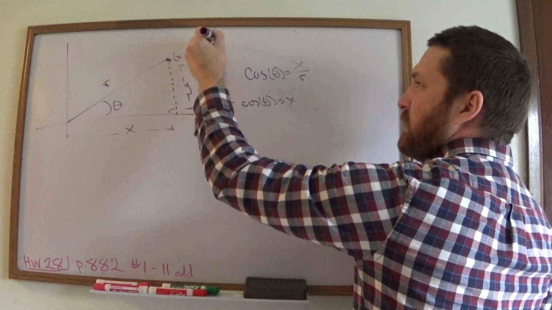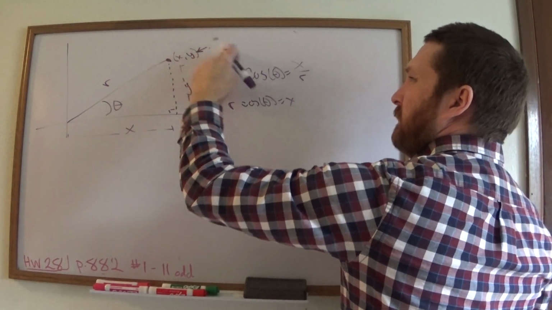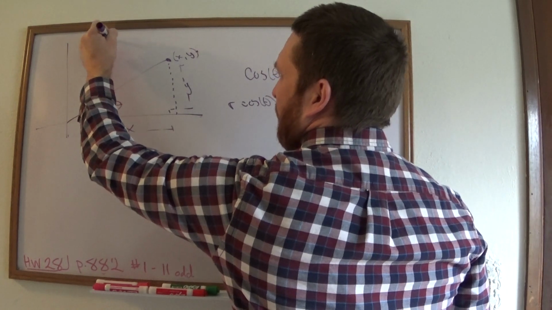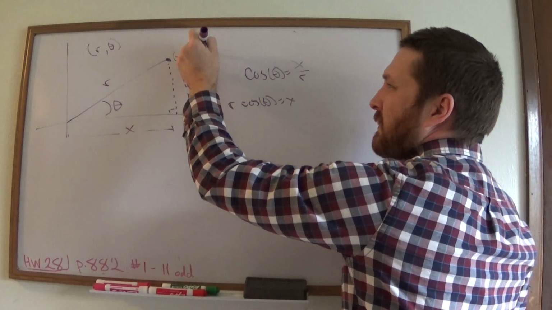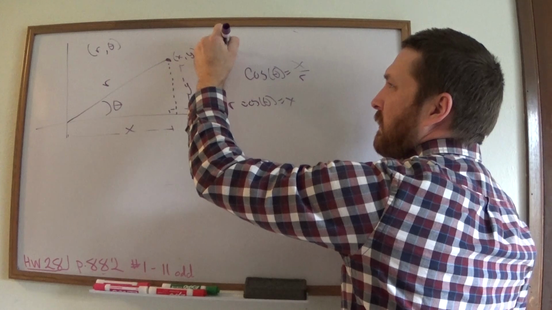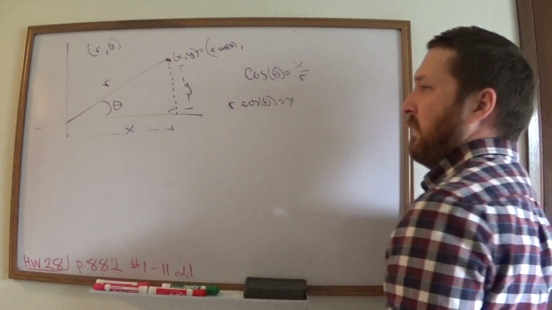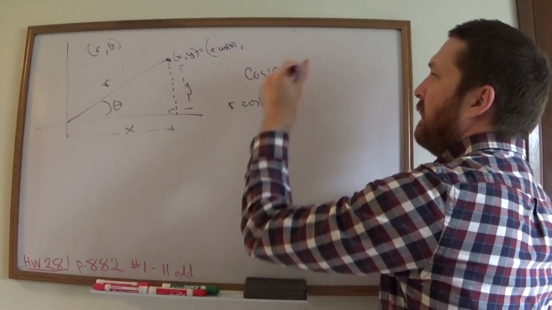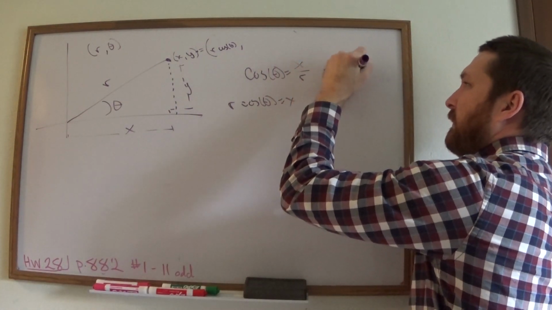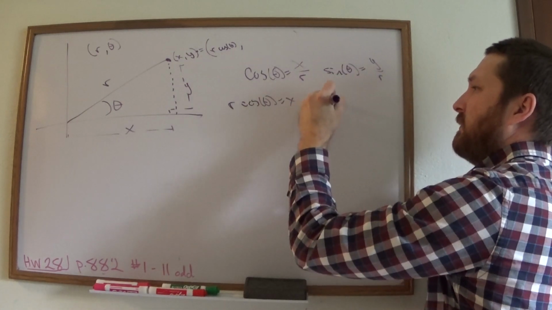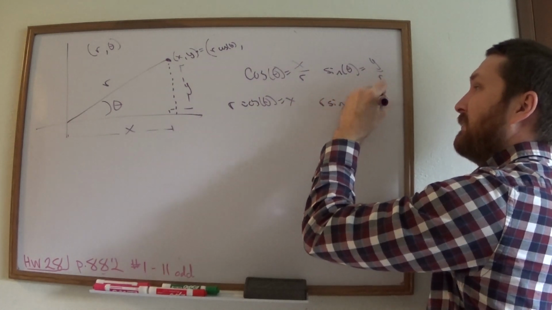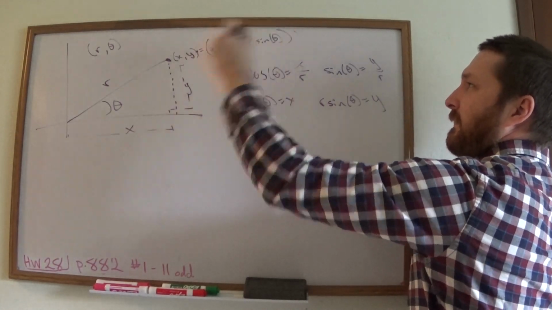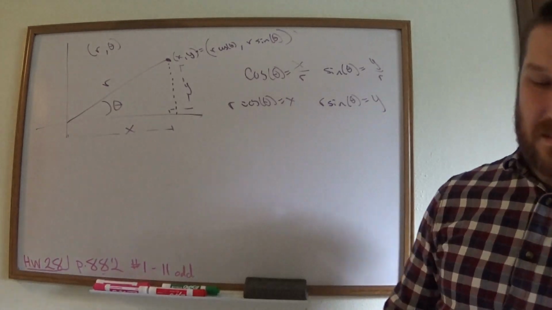So going from Cartesian to polar, or no, sorry. The polar coordinate is r comma theta. The Cartesian coordinate, x comma y, is given by r cosine theta, and then sine theta gives us y over r, so that r sine theta is equal to y. Right there. So that's going to be really nice.